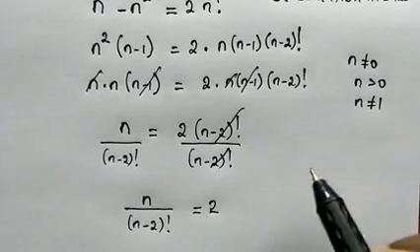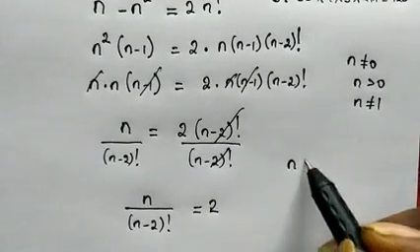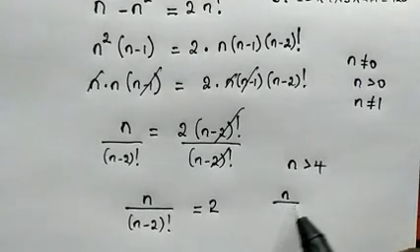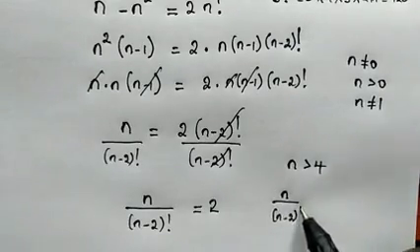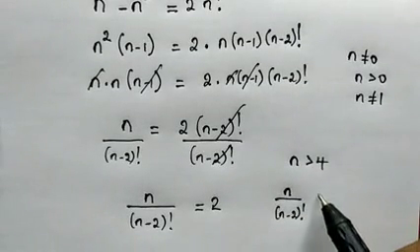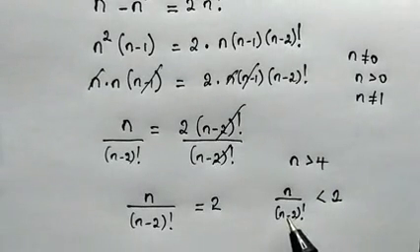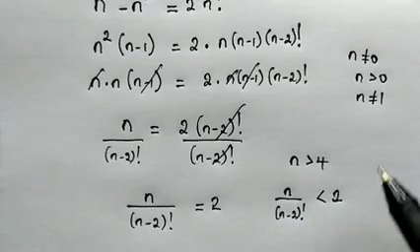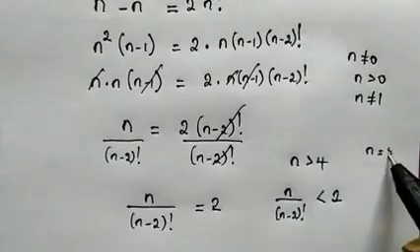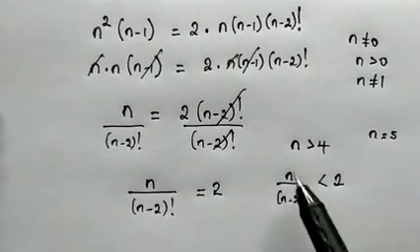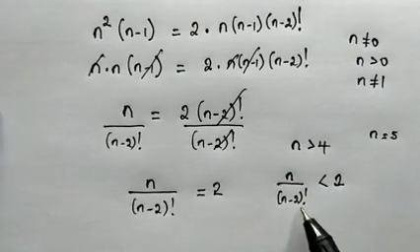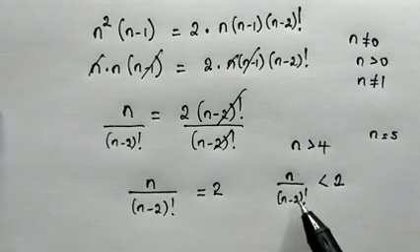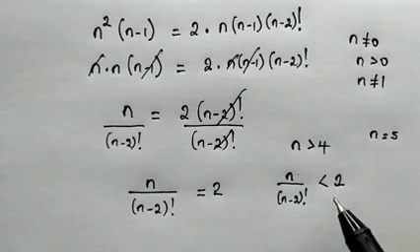Okay, now take note. If n is greater than 4, then the left hand side, n divided by n minus 2 factorial, will be less than 2, because the bottom will be larger than the numerator. Let us take the integer 5. So if n is equal to 5, we get 5 divided by 5 minus 2 factorial. 5 minus 2 is 3. 3 factorial is 6. So 5 divided by 6 is obviously less than 2.